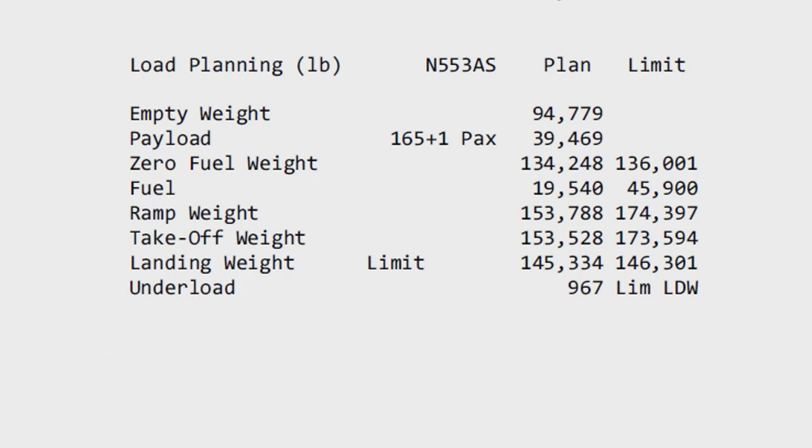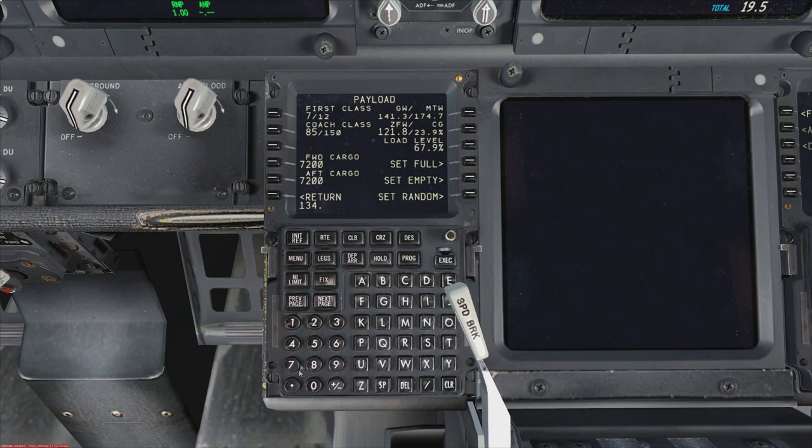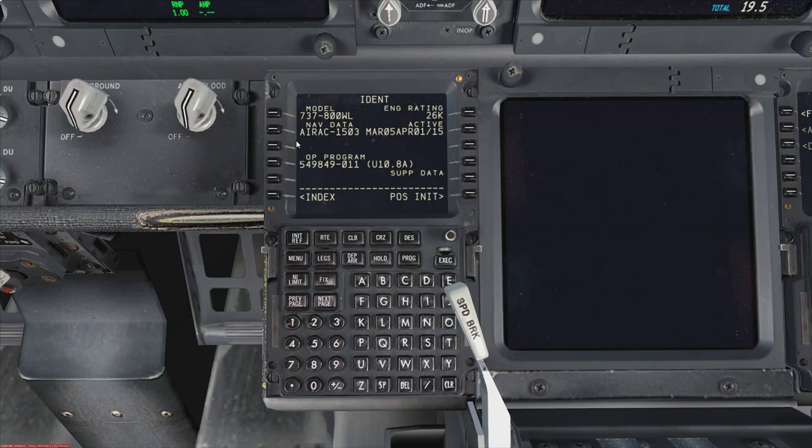So the zero fuel weight of this aircraft is 134,248 pounds, or 134.2, since we do zero fuel weight in thousands of pounds up here. So we type in 134.2, click on zero fuel weight, and that sets up the weight of the aircraft. With all that done, click on FMC to return to normal operation, and we can go ahead and set this bird up ready to fly.